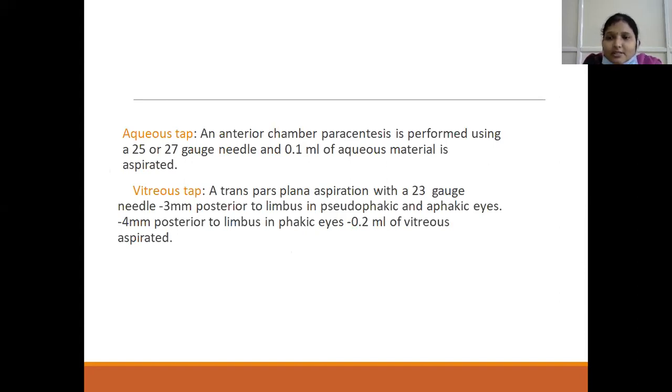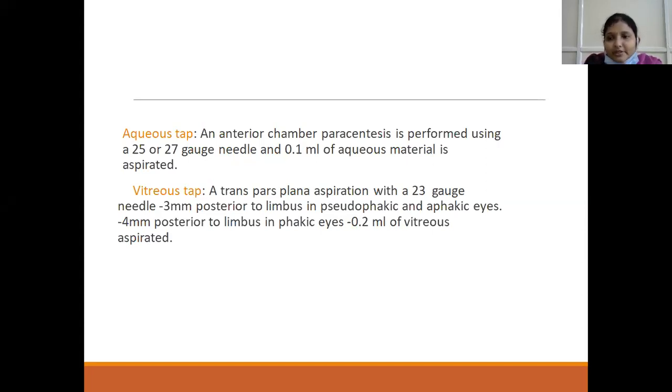So what is an aqueous tap? I think you already know what a pleural tap and ascites tap are. Similarly, here we drain the aqueous humor from the anterior chamber, and from the posterior segment we drain the vitreous. Aqueous tap is done with a 25 or 27 gauge needle. We insert the needle into the anterior chamber and withdraw about 0.1 ml of aqueous, and send it for culture and sensitivity.